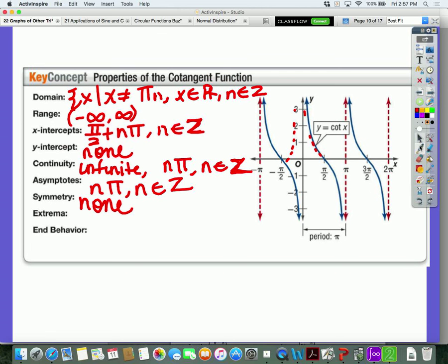Do I have any extrema? No. What about end behavior? Same as tangent. And cotangent and tangent are all graphed just like sine and cosine are.